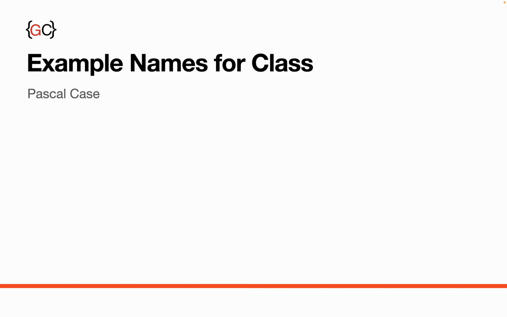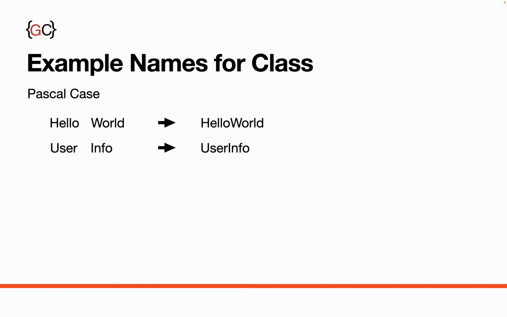So for classes it has to be in Pascal case. Let's say your class name is hello and then world. It combines and it becomes HelloWorld. Same, let's say you are requesting user information. So your class name is user info and then it combines and it becomes UserInfo. And let's say you are creating an order. So then your class name will be create order and combines and it becomes CreateOrder.